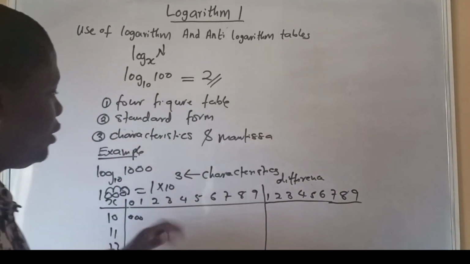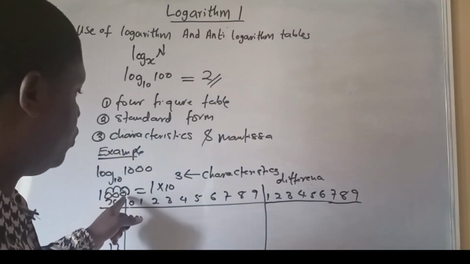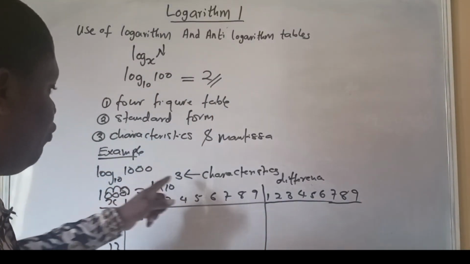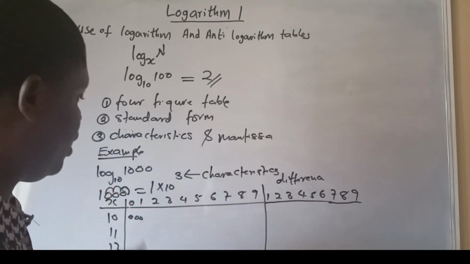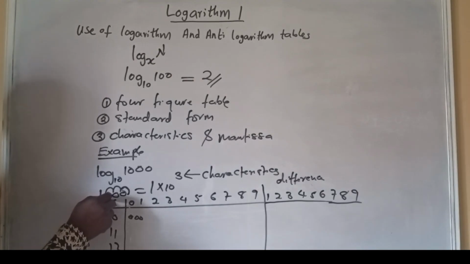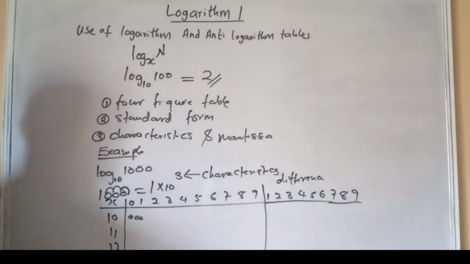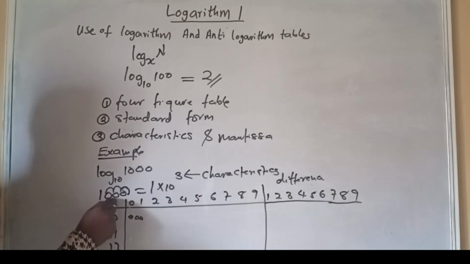So for us to find the mantissa of 1000, we have known the characteristic. To find the mantissa, we take the first two digits, which is 10, under x. So we'll take our 10. Now the next digit, we look for this number under the next digit.